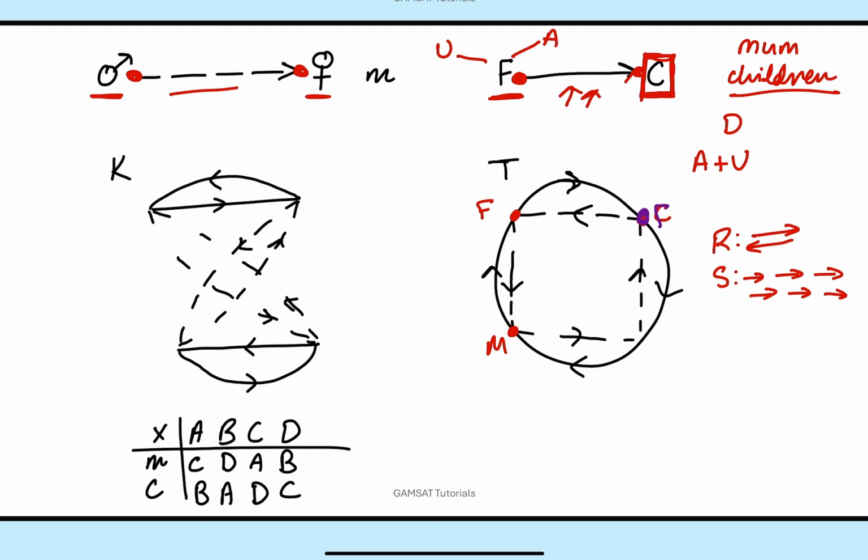Let's say this is now the father. Their child is going to be here. And then their child is going to be here. And then their child is going to be here. It's sequential. It's going around in a circle, in a line.